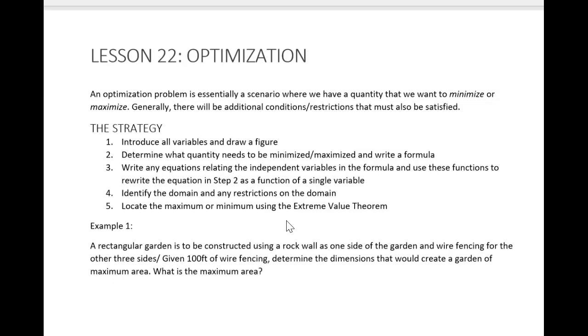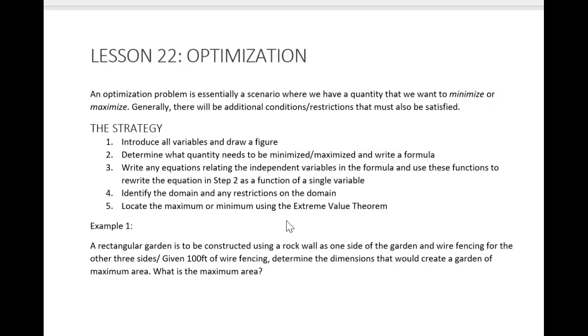We have a strategy where we're going to introduce our variables and draw a figure, determine what quantity needs to be minimized or maximized, and write a formula, write any supplementary equations related to that quantity, and then identify the domain restrictions if needed, as well as locating a maximum or minimum using the extreme value theorem or by finding critical values.